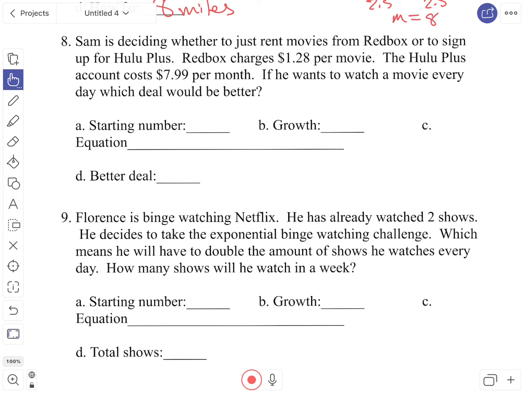Sam is deciding whether to just rent movies from Redbox or to sign up for Hulu Plus. Redbox charges $1.28 per movie. The Hulu Plus account costs $7.99 per month. If he wants to watch a movie every day, which deal would be better?